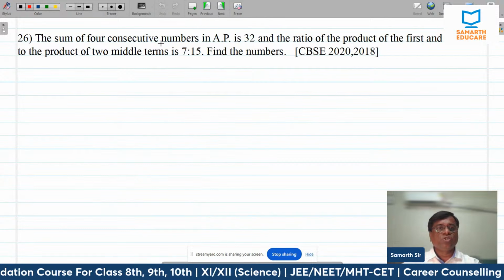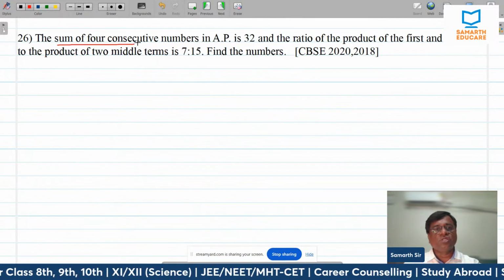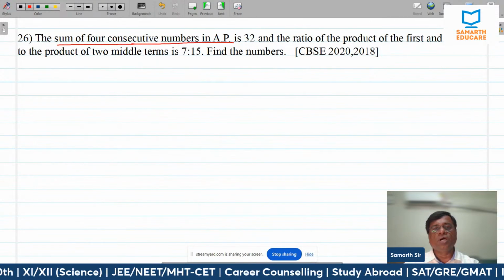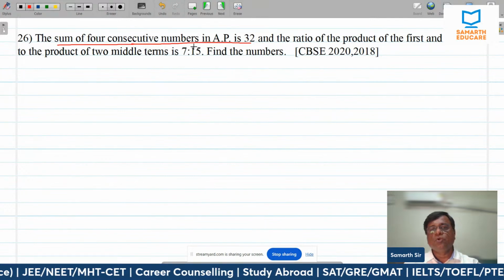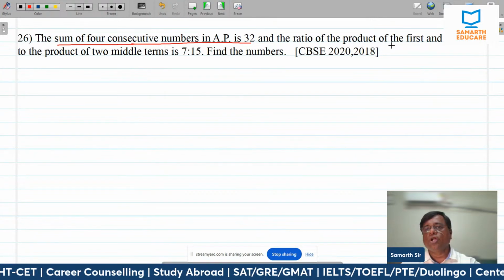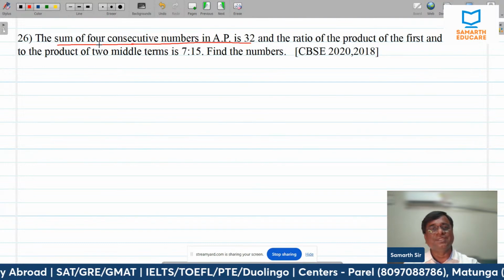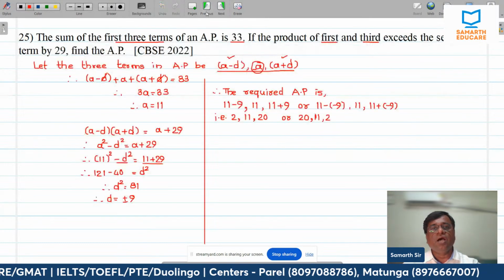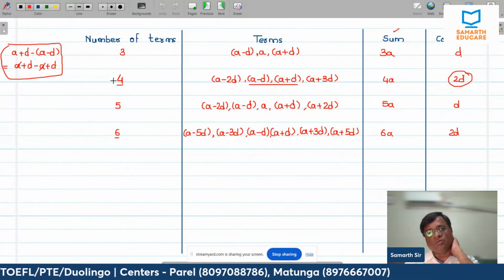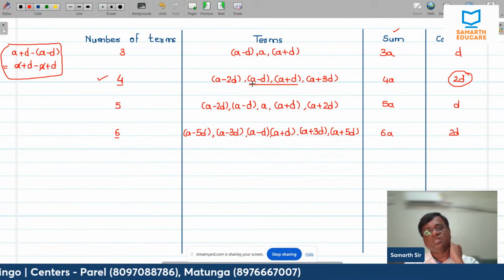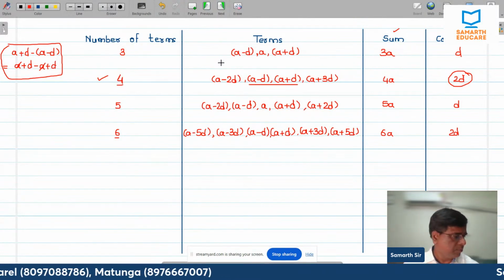Let's come to the next question. The sum of an AP is 32 and the ratio of the product of first and last term to the product of two middle terms is 7:15. अगर यहाँ पे 4 terms है, now the 4 terms, I'm going to look at this now. These are the 4 terms in AP.